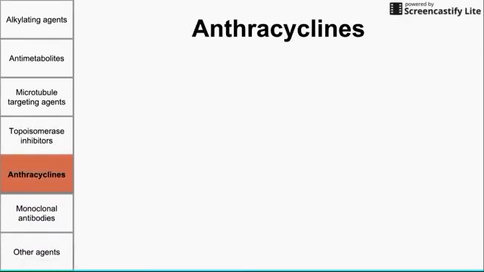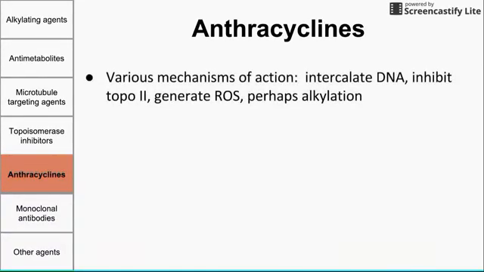Next class that we want to talk about are the anthracyclines. Anthracyclines kind of have an ambiguous mechanism of action. They do a bunch of stuff. They could do more than one of these. They could just do a few of these. Some of them are listed here. They can intercalate DNA, which means that they insert themselves between the two actual strands of DNA, preventing their replication and preventing synthesis of RNA from that DNA. So they intercalate DNA and just inhibit the use of that DNA. They can also inhibit topoisomerase 2. One of them, doxorubicin, in particular, inhibits topoisomerase 2.